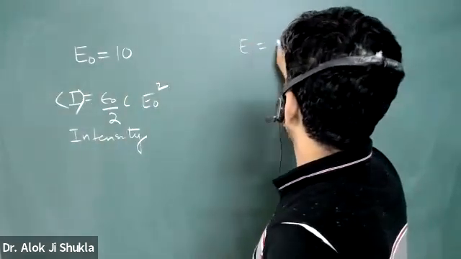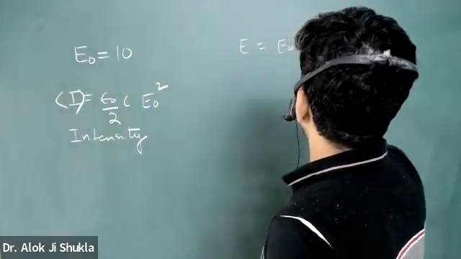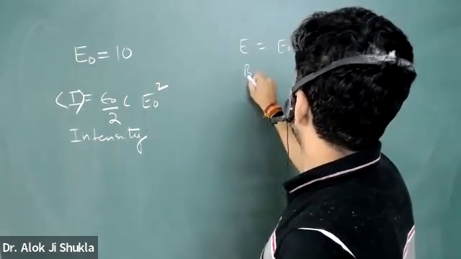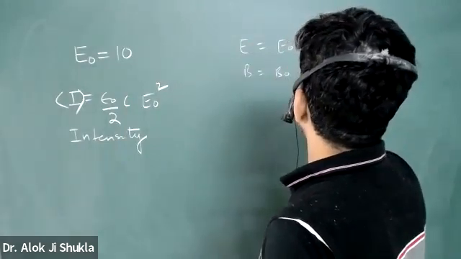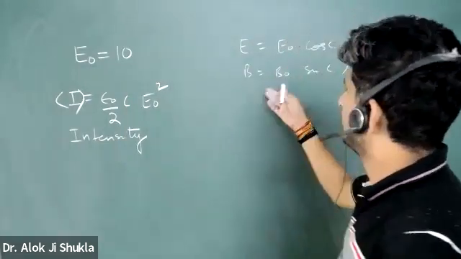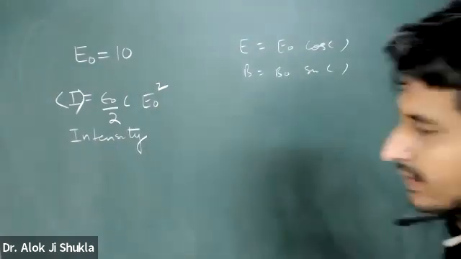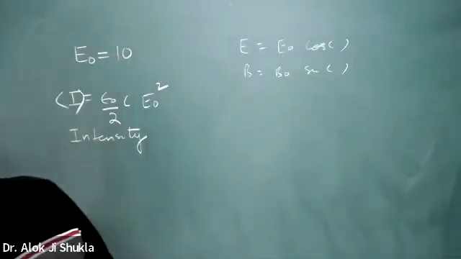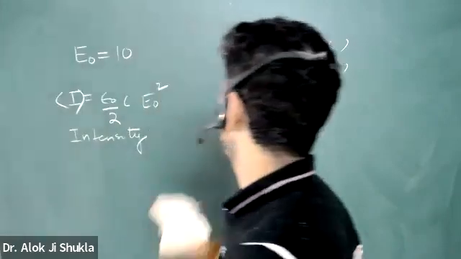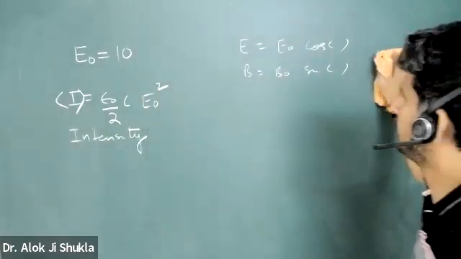E is equal to E naught cos of something. B is equal to B naught sine of something. We can derive it, right? Yes, sir. Okay? So all these formulas should be remembered. Actually there is no time to derive either. But even if you don't know, you can derive it quickly.